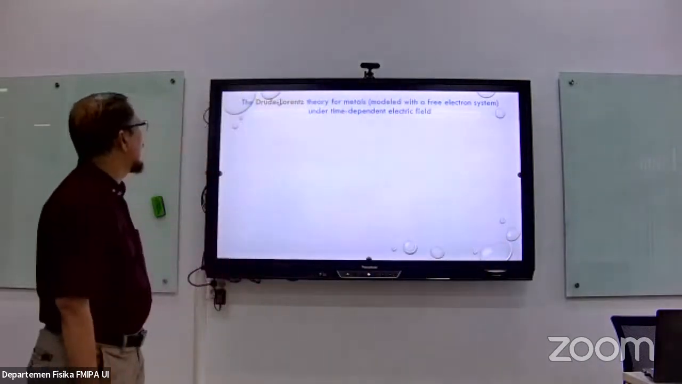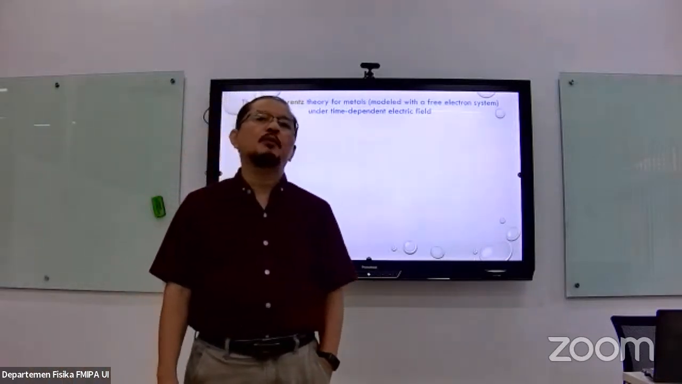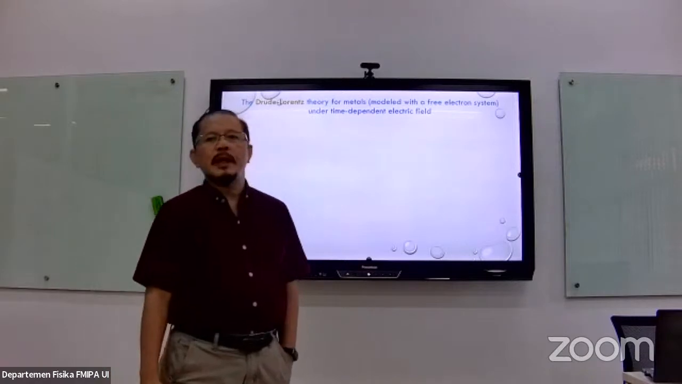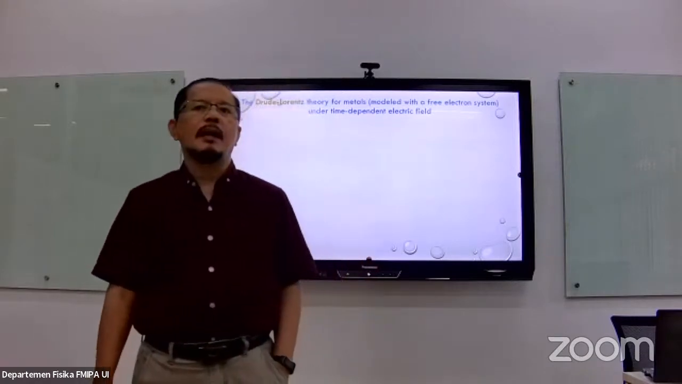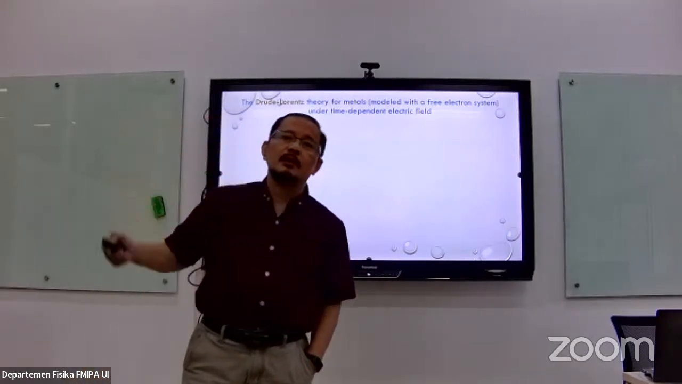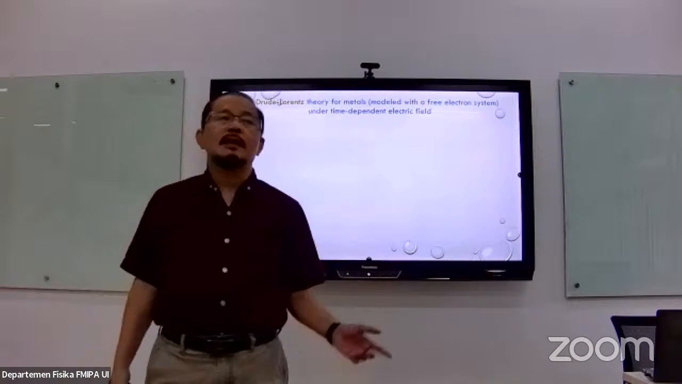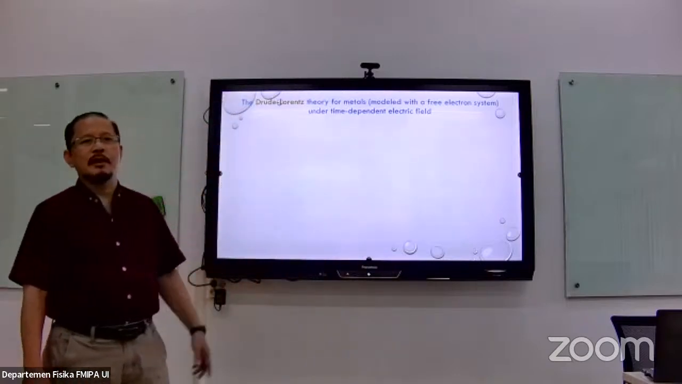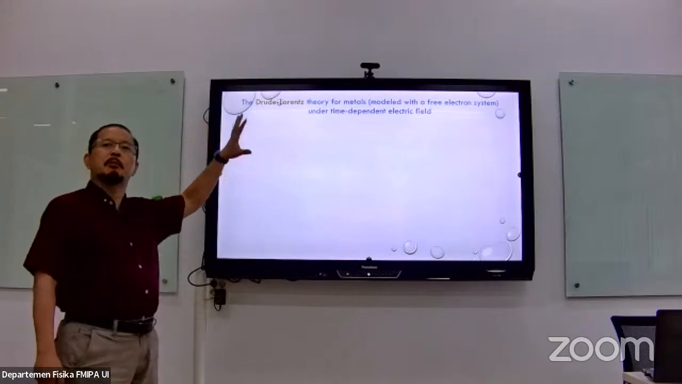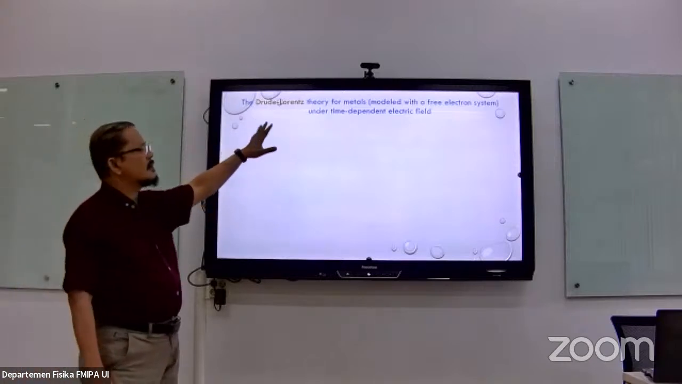Okay, so to describe the transport and optical properties of metals and insulators, the easiest way we can start is by applying classical mechanics. That's what was done by Drude, and later it was modified by Lorentz. So the whole model is known as Drude-Lorentz theory. The Drude part was basically about the metal part, where the Lorentz part is for the insulator.